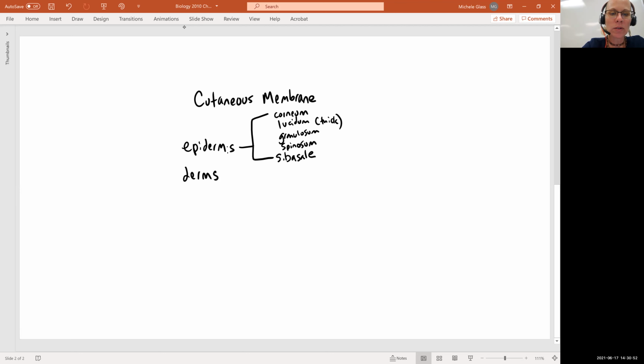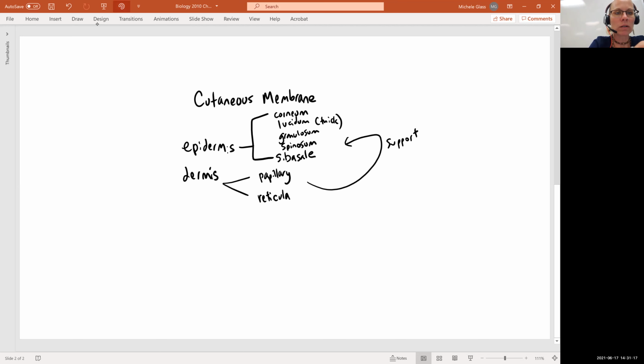And then when we talk about the dermis, we have 2 layers here. We have the papillary layer closest to the epidermis, and then we have the reticular layer. And remember, the job of the dermis is really just to support the epidermis. And then underneath all of this, we have the hypodermis, which is actually the topic for our video today.